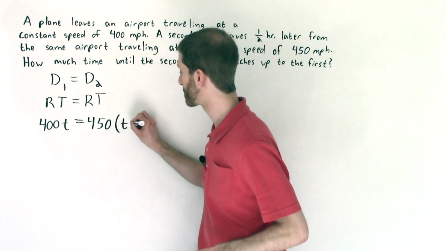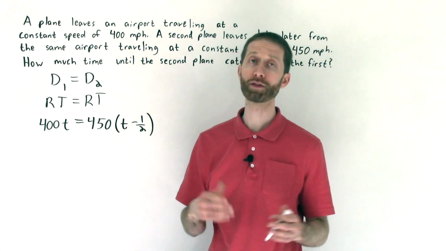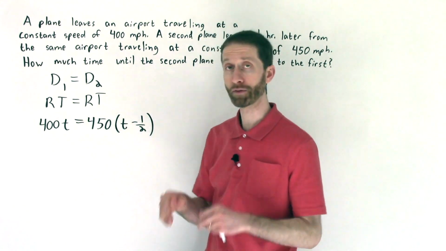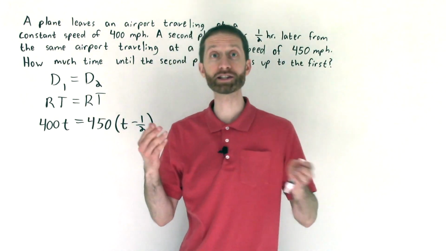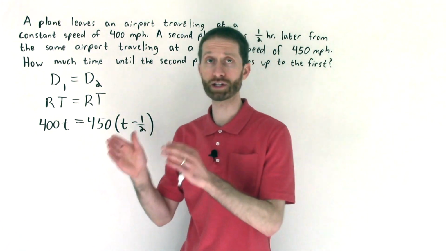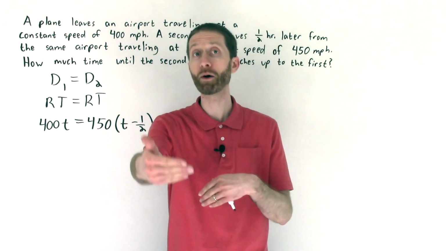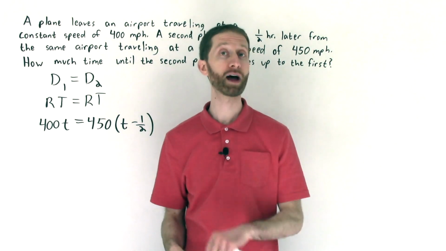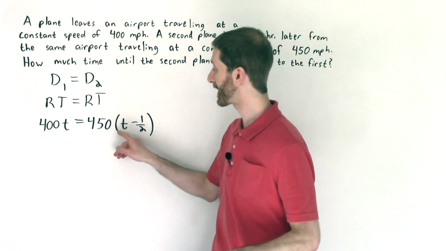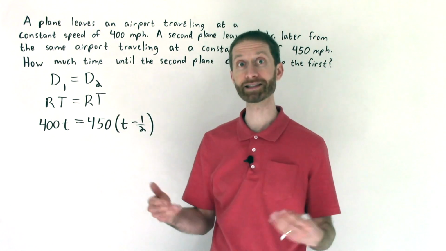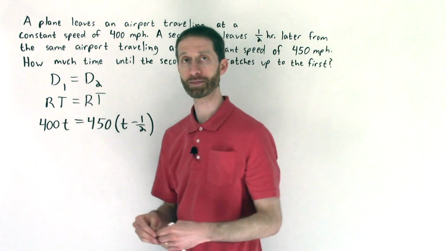Let's see if we can make some sense of that. So if plane 1 traveled for 3 hours, then plane 2 traveled for 3 hours minus a half hour. If plane 1 traveled for 6 hours, then plane 2 traveled for 6 hours minus a half hour. So if plane 1 travels for t hours, an unknown amount, plane 2 travels for t minus a half hour. Or 450 times the amount of time would give us the distance that plane travels. We know they're set equal because we want their distances to be the same.